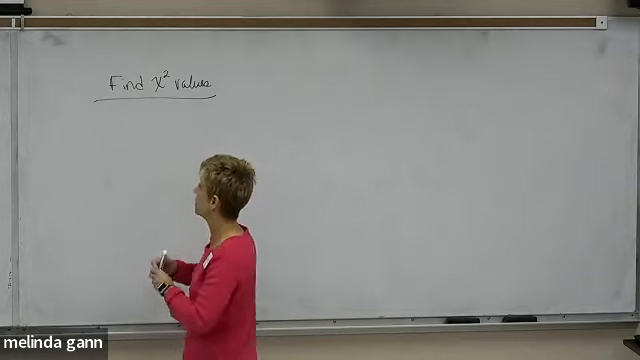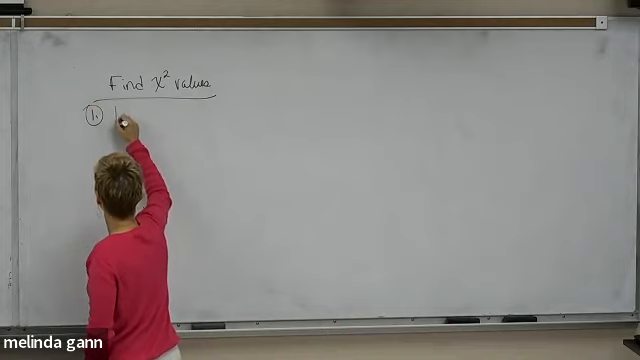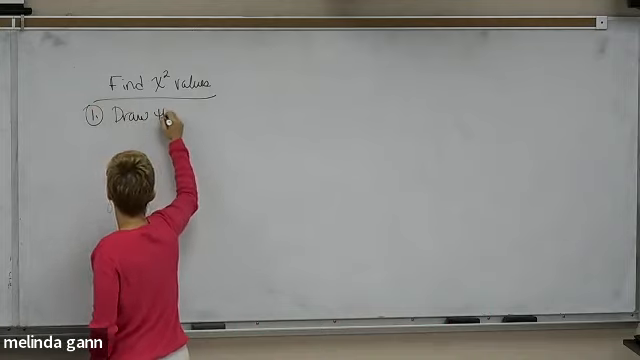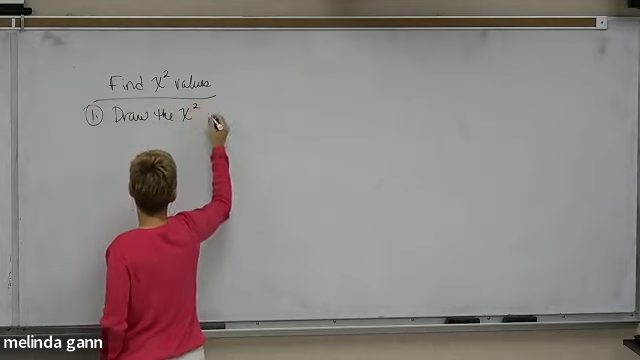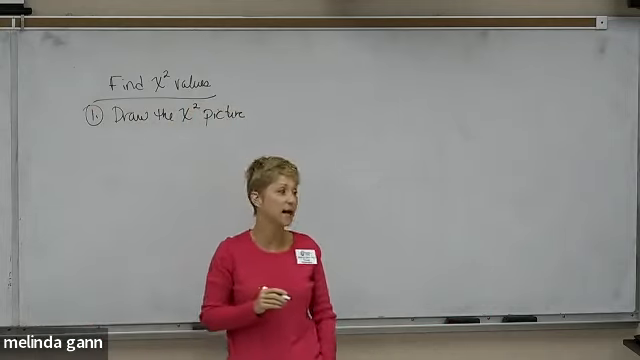Now, here's what you're going to do first. The first thing you're going to have to do is draw the chi-squared picture, the chi-squared distributions. Everybody with me? So kind of a lopsided looking normal curve.